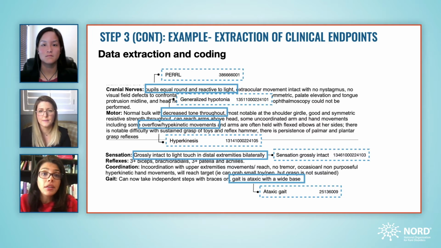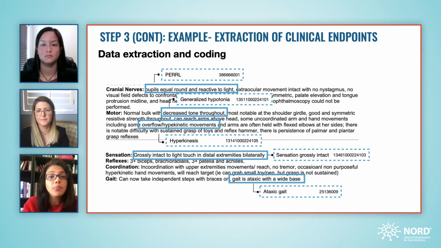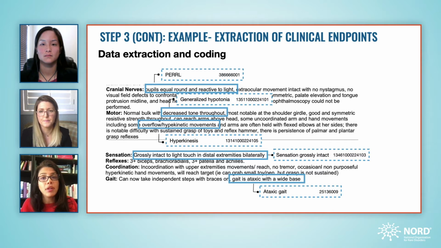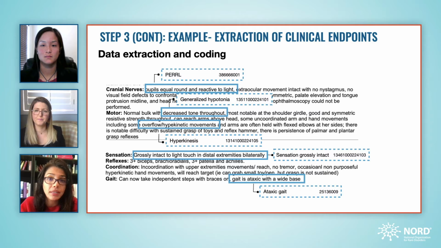I wanted to give you another example of what I mean by a clinical endpoint. Here is one of my daughter's neurology notes. Within our natural history study, we're taking her raw medical records and pulling out terms that can be used as clinical endpoints: generalized hypotonia, hyperkinesis, her grossly intact sensations. Seeing how these progress throughout her life is what gives us measurable clinical endpoints. And this is why a natural history study is so critical.